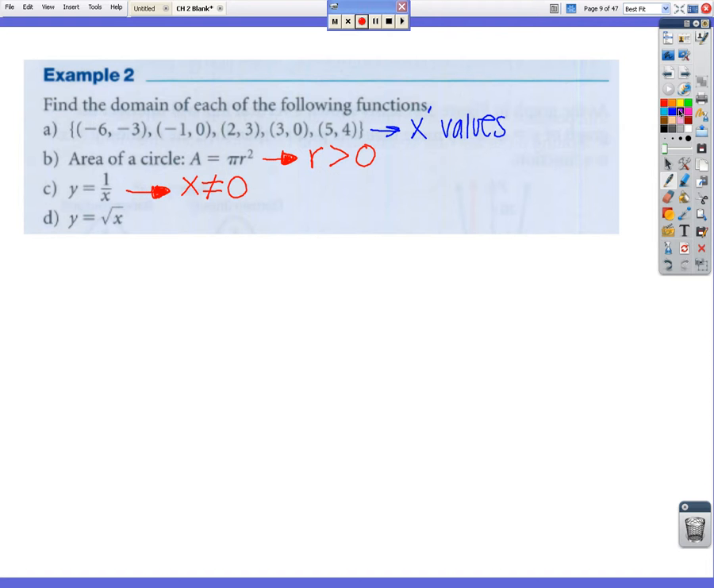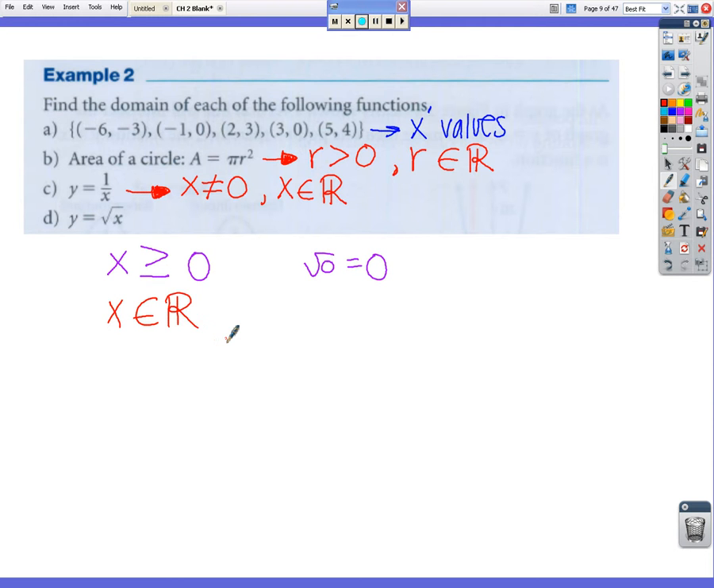And then letter D, we know that the square root can only take non-negative values, so my x has to be greater than, and yes, it can be equal to 0. Remember that the square root of 0 is 0, which is why I can put the equal sign. Now, the other thing I probably want to include, using the notation from the first chapter, would be that r is greater than 0 where r is in the real numbers. x is not equal to 0, but x is also in the real numbers. And here, x is greater than or equal to 0 where x is in the real numbers. So I can actually use real number values for any of those domains.